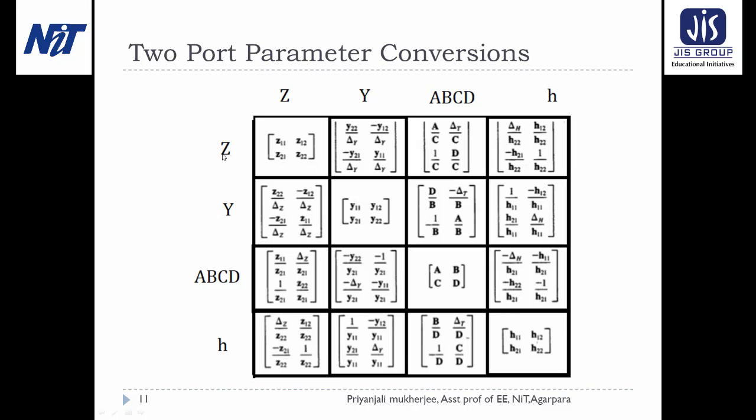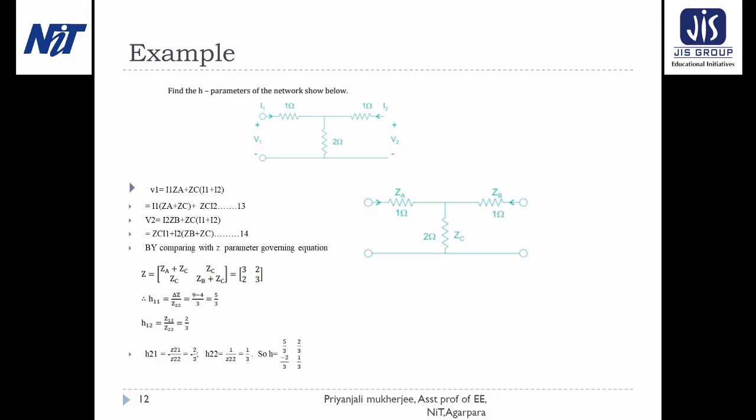So these are all four parameters, and here we can convert one parameter from another parameter, that means from Y to Z. We'll use this formula: Z11 equal to Y22 by delta Y, Z12 equal to minus Y12 by delta Y, whereas Z21 equal to minus Y21 by delta Y, and Z22 equal to Y11 by delta Y. Using this formula, we can find any conversion of one parameter to another parameter. So let's take an example.